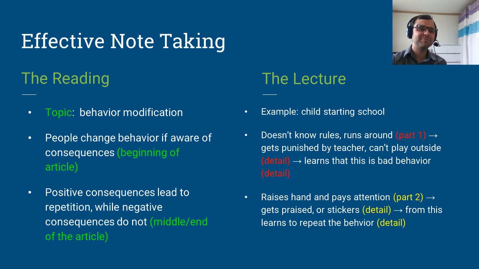All right. So I started by looking at the reading. The first note I wanted to get was the topic of the reading, and that is behavior modification. And then I wanted to get 2 more details about this topic from the reading. First, I wanted to get something stated near the beginning of the article. That's where usually you'll find the main point. And my note was, people change behavior if aware of consequences.